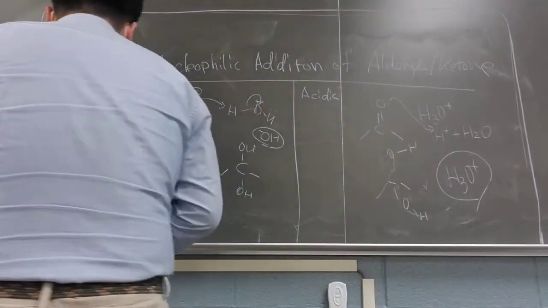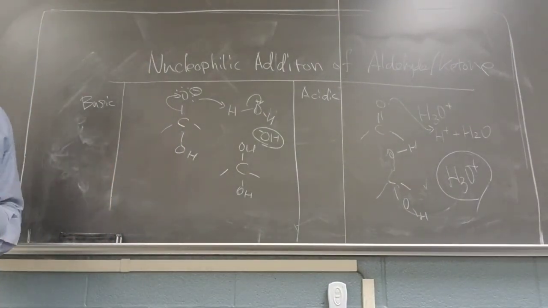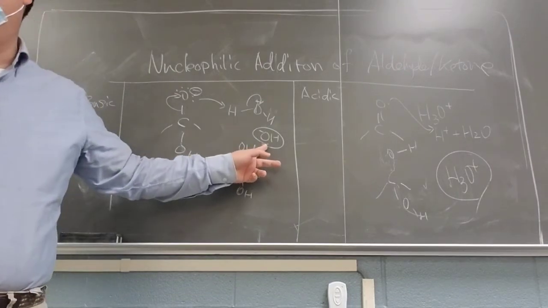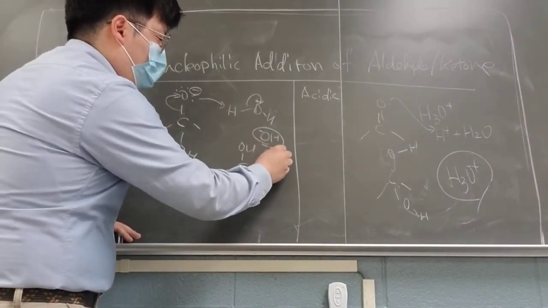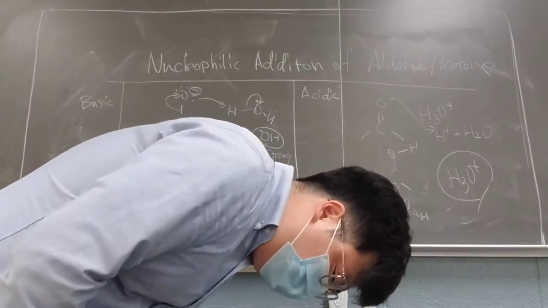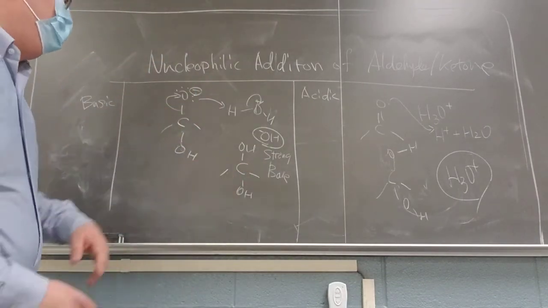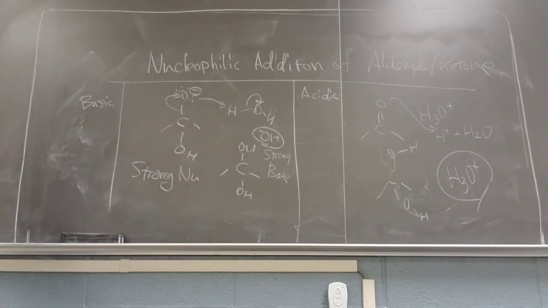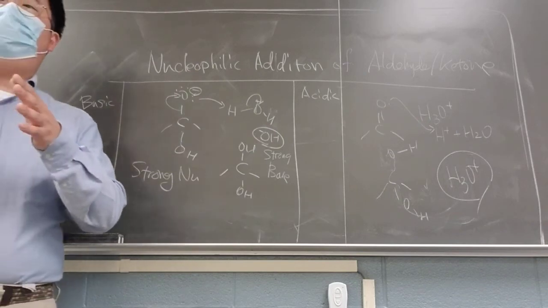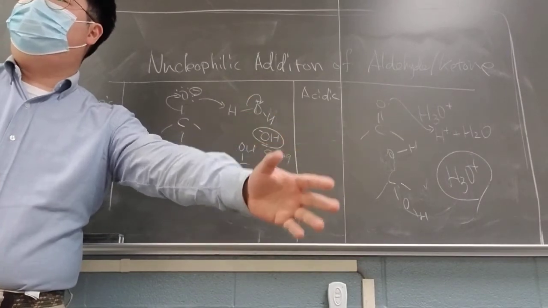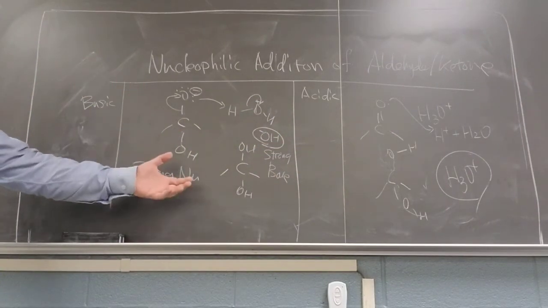So you may be asking why these 2 different conditions work out the same way. This is some trick I can tell you. In basic conditions, obviously you're going to have a lot of hydroxide anion, which is a very strong base. Strong base simply means it's a very strong nucleophile. It's the same meaning. So in basic conditions, because you have lots of very strong nucleophile, they can easily attack the carbon that is electron density poor. So this is how you can do the hydration here.